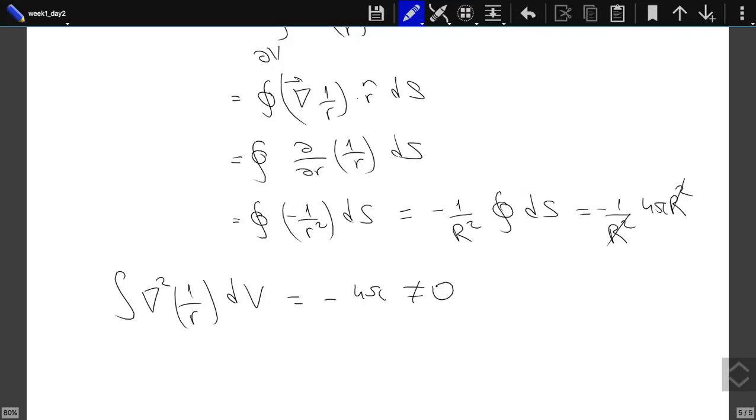Now we have a problem. On one hand, we calculated the Laplacian of 1 over R and found that it was 0. And believe me, I didn't make any mistakes in that manipulation. You can check. On the other hand, we calculated this integral, which was supposed to be 0, but it's definitely non-zero.